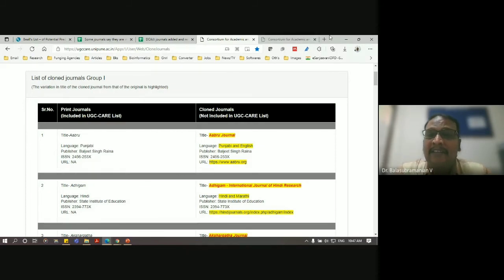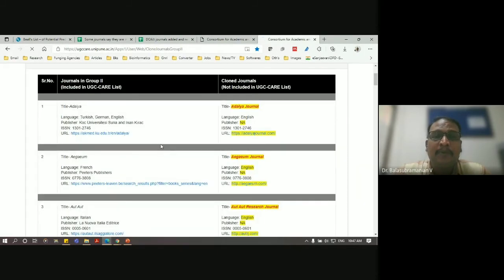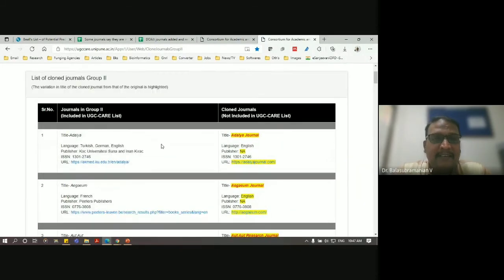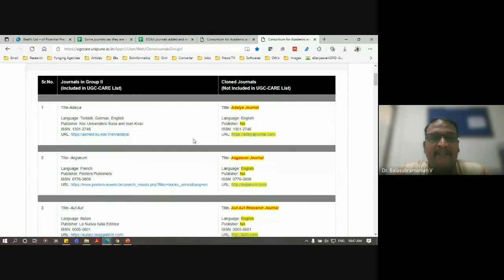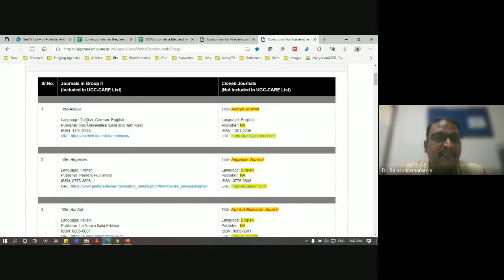So they have another second list, the group. You can see here, for one example, I will tell you, the Adalya journal. This is an original journal that is published in Turkish, German and English, three languages, right? But this is a fake journal, Adalya journal, published in English only, right? There is no publisher's name clearly mentioned in the duplicate or cloned journal, but the ISSN number is copied from the original journal.